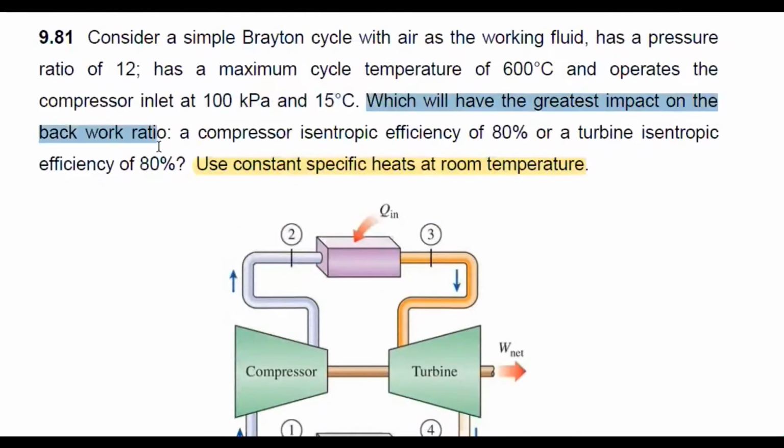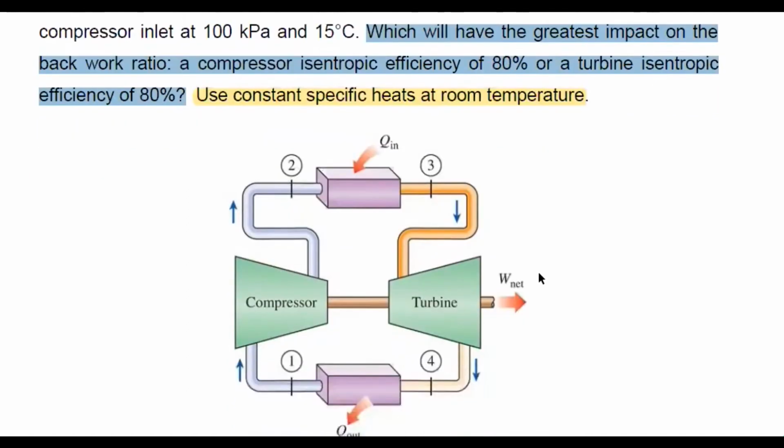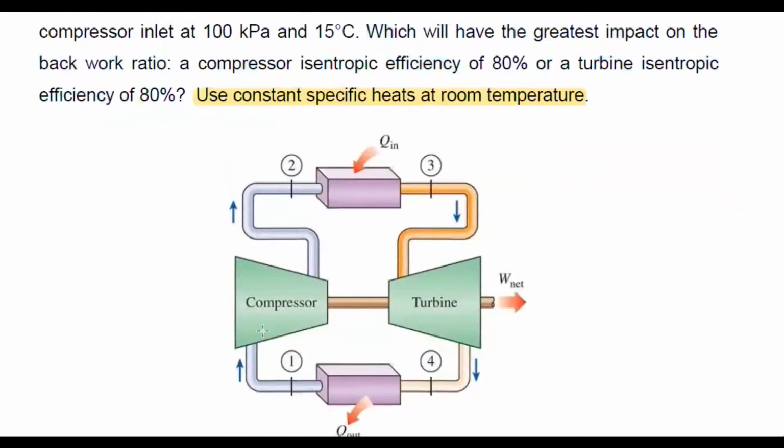And before I go back, I just want to make sure that you guys understand the question, okay? Because this is not a trivial question. This is asking the following. Suppose that I have a completely reversible turbine, okay? So it's an isentropic turbine, but a compressor that only has 80% efficiency. And let's compare that to the inverse. That is, a compressor that's 100% isentropic, or that means reversible work, right? It's completely reversible, and a turbine that only has 80% efficiency. And which of these is going to have the greatest impact on the backwork ratio?